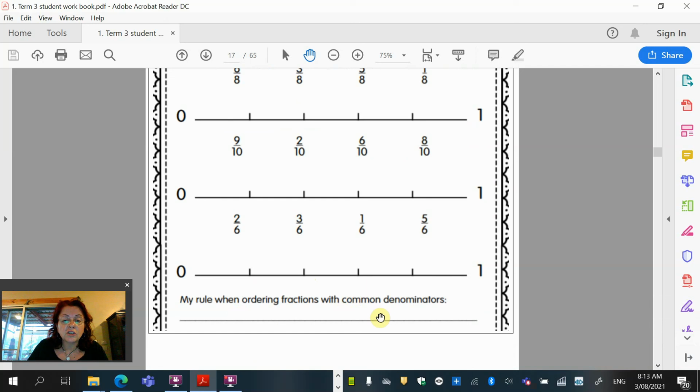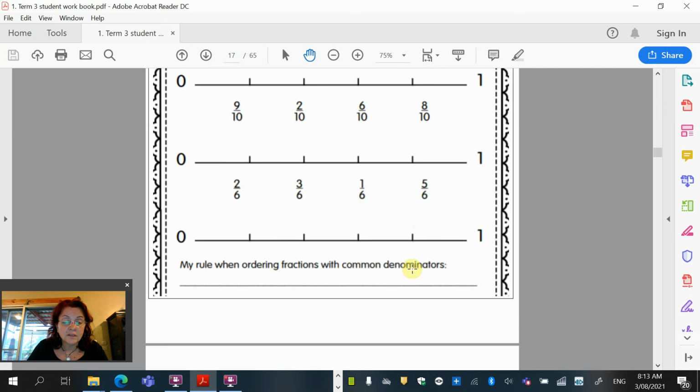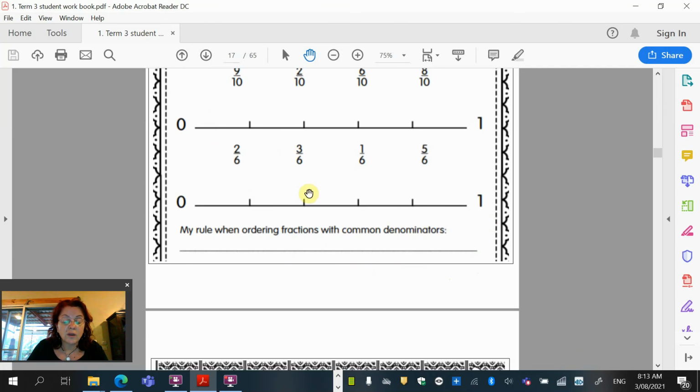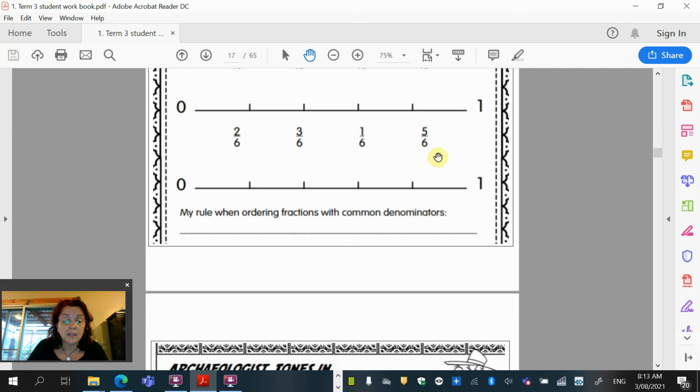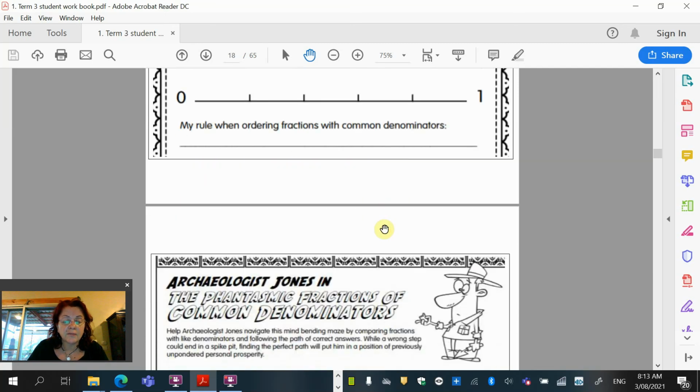And what's the rule that you would use with common denominators? How would you describe to a friend how to order these fractions so that it becomes a whole? And of course, if it's the same denominator, the numerator going up will tell you how much of a whole it is. So the rule is you're adding 1 to the numerator and the denominator is staying the same then.